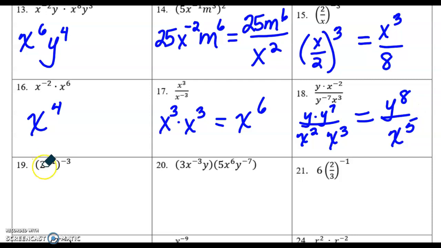The base is 2, and we have a power to a power, so we multiply to get a +3, and then that eliminates the negative exponent. 2 cubed means 2 times 2 times 2, which is 8.